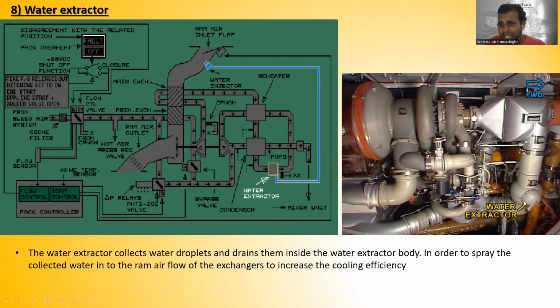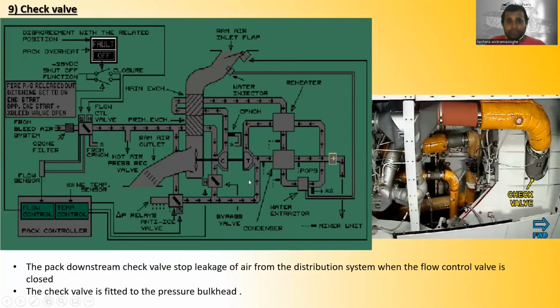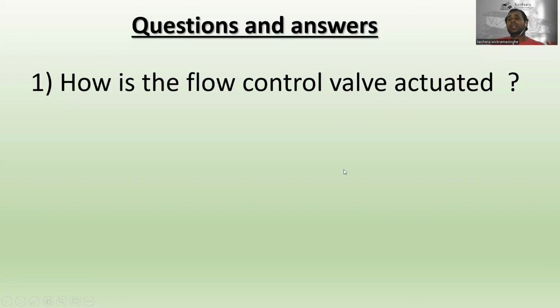All right, so you can see this is the water extractor over there, right? This is the water extractor. So now the check valve. You can see the check valve. The pack downstream check valve stops leakage of air from the distribution system when the flow control valve is closed. All right, so the check valve is fitted to the pressure bulkhead. You can see this is the check valve. All right, okay, so that is the end of the lesson.